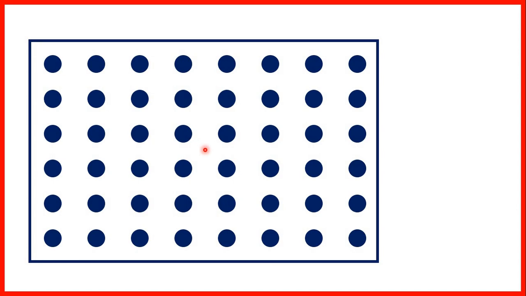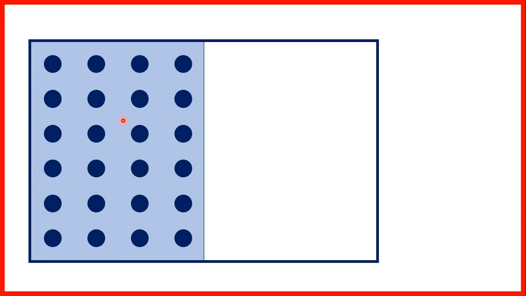Here we have one big rectangle with 48 circles, and we can think of this rectangle as being one big fraction bar. So if we take half of our rectangle or fraction bar and keep only half of the circles, we now have 24 circles. That's because 1/2 of 48 is 24.